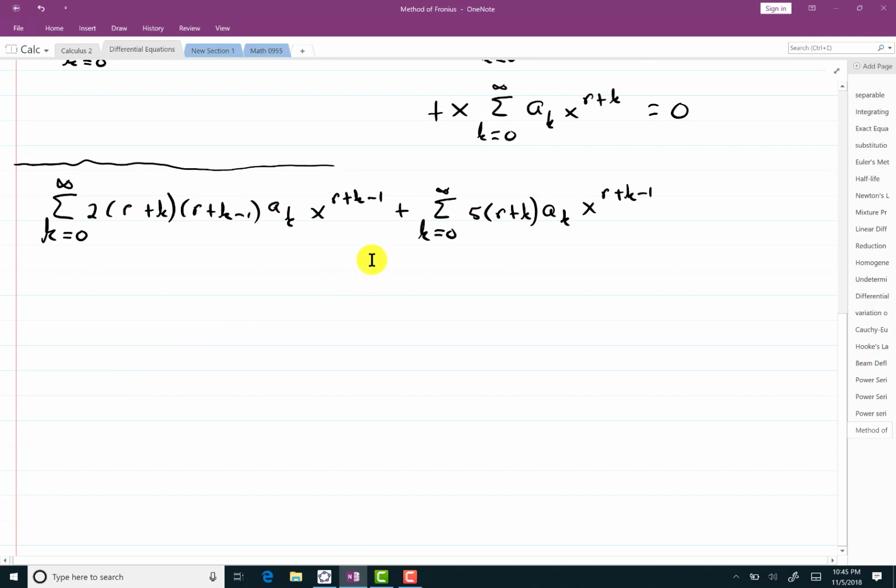And then the last series, I'll pull the x in. So that becomes r plus k plus 1. And that equals 0. Now, at this stage, if you'll notice, this series here starts when k equals 0, I have r minus 1. But here, when I have k equals 0, I have r plus 1. We'll deal with that in a minute. Let me do some other stuff first.